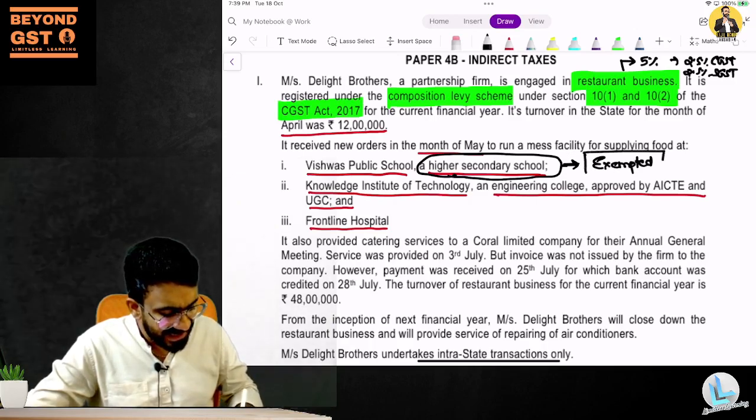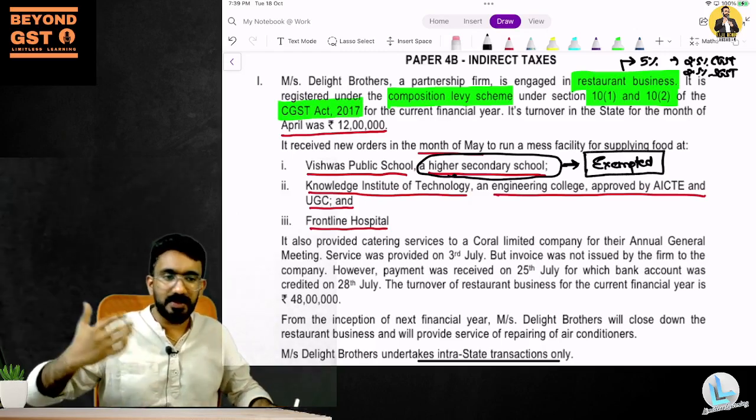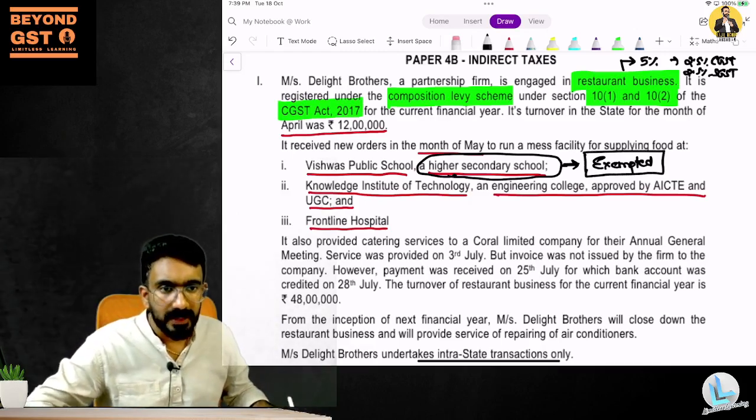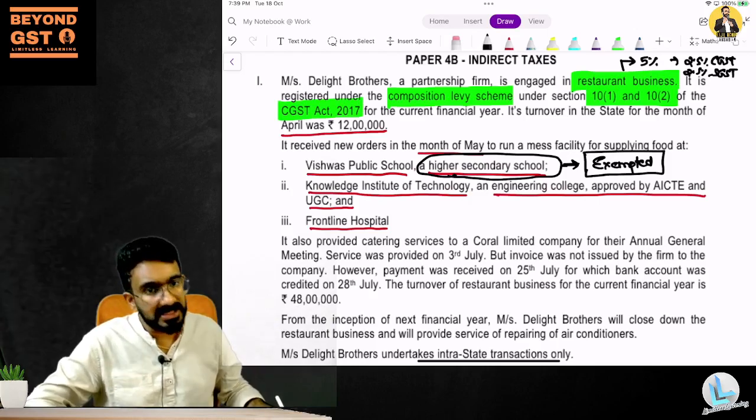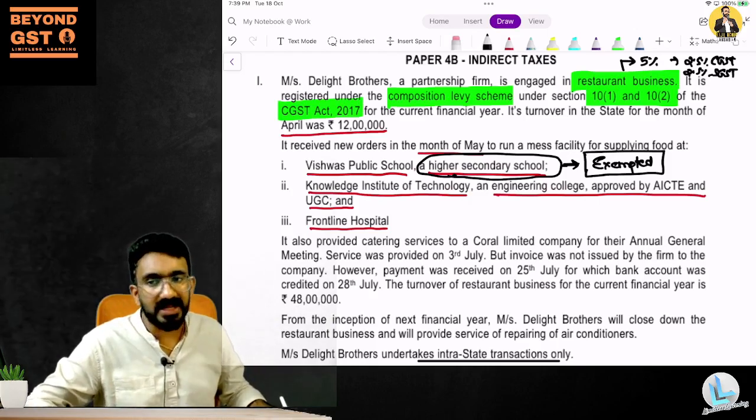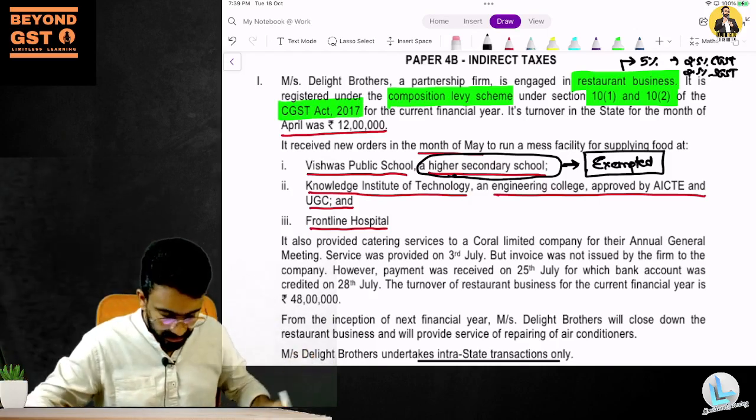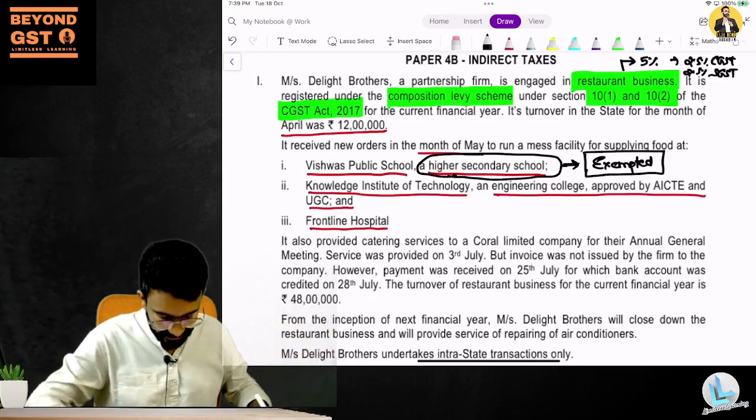But is it really relevant for us? Because this person has already opted for the composition levy scheme. So if he's providing, he will still have to pay tax on his turnover only. So that is something that we'll have to see, how the question is drafted.